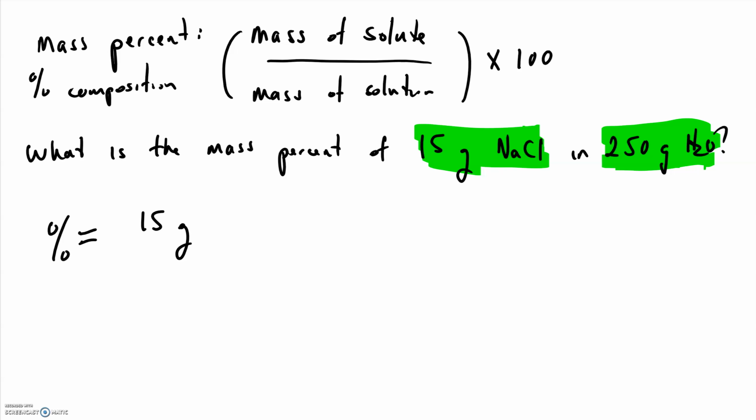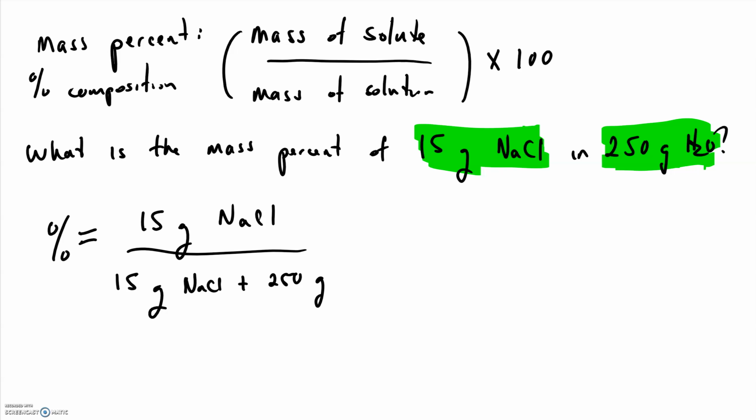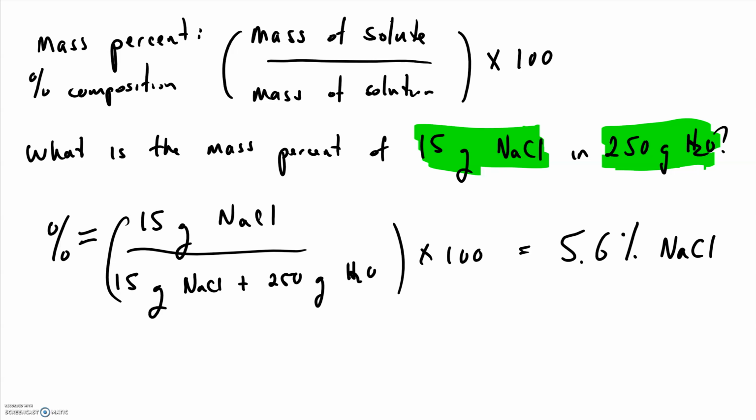So what's the mass percent of this setup? We've got 15 grams of solute, that's NaCl. And the mass of solution is 15 grams of NaCl plus 250 grams of H2O, which is, of course, 265. So if I crank all this out, and we're also going to multiply this by 100, we should get that this particular solution by mass percent is 5.6% NaCl by mass. That's a pretty easy one.